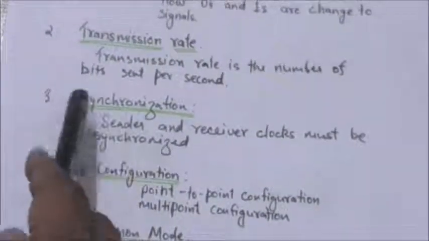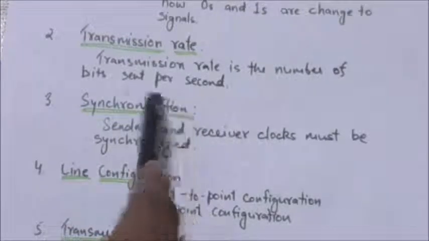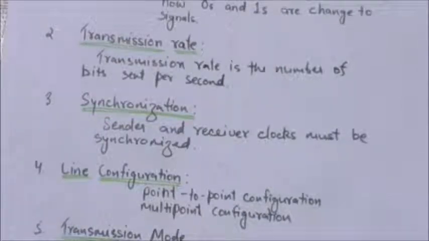Now another responsibility of the physical layer is synchronization, right? The physical layer deals with the synchronization of sender and receiver at bit level. The sender and receiver must be synchronized at bit level. In other words, we can say that the sender and the receiver clocks must be synchronized.